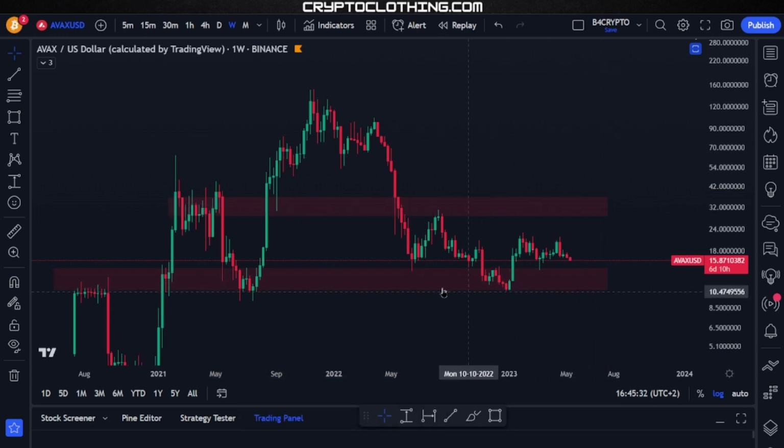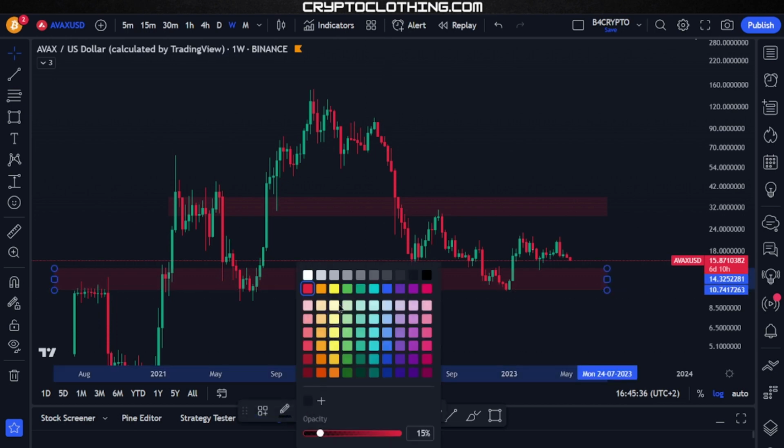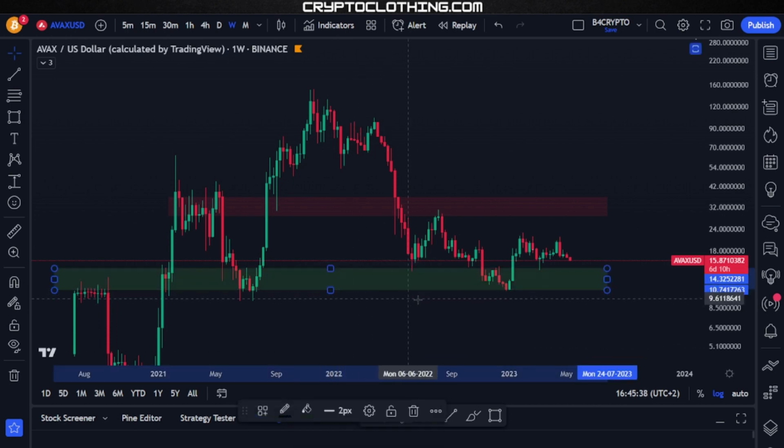And guys, first of all we're going to change the color, because this isn't resistance, this is support, and that's why we want to make it green. So we can see over here we have perfect support. So this is going to be our first major level, this major resistance that we had all the way back here.